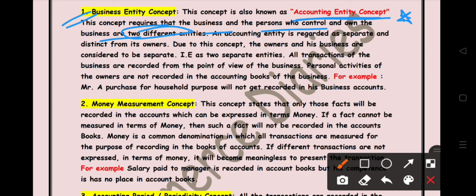So any activity which is conducted by the businessman in his personal life, we will treat as separate from the business. Further, an accounting entity is regarded as separate and distinct from the owner. Due to this concept, the owner and his business are considered to be separate. So as we have discussed, the business is a separate activity, and the businessman doing any kind of activity in his personal life, any activities apart from the business, they both are separate things. We will record them separately.